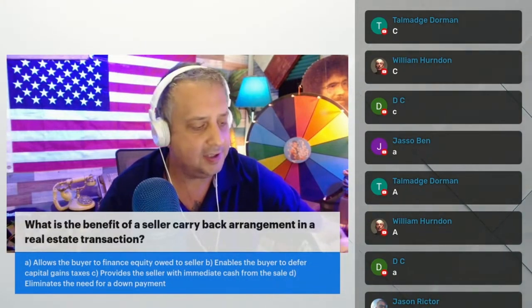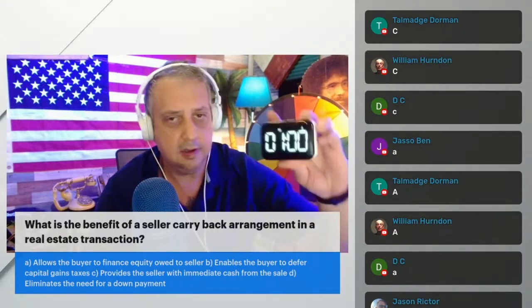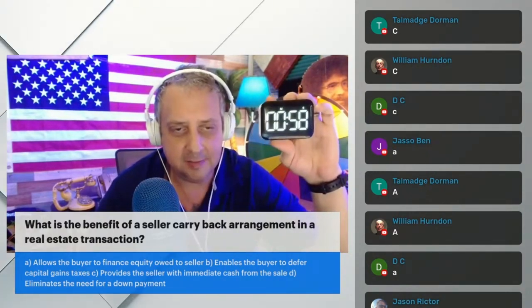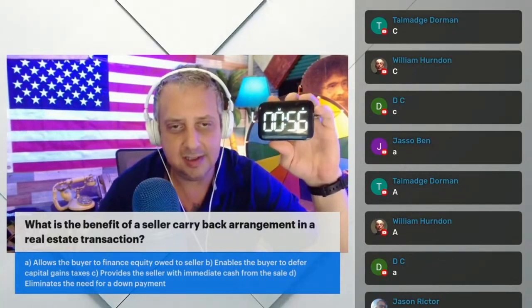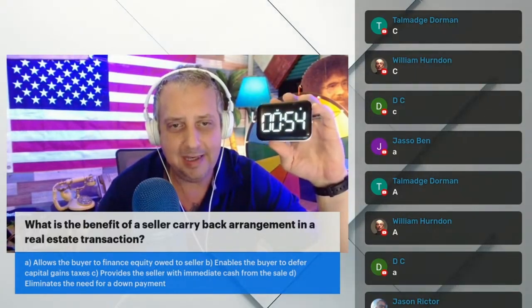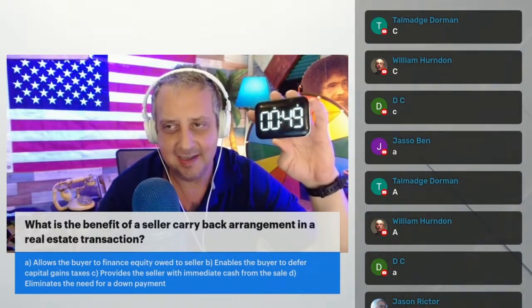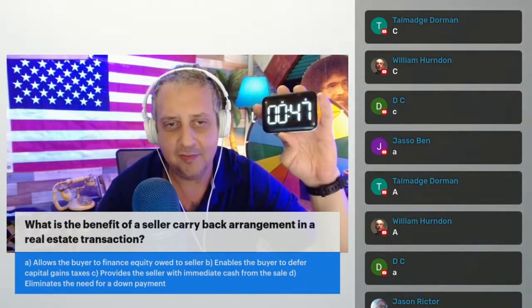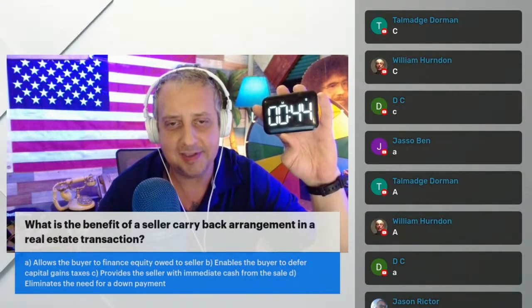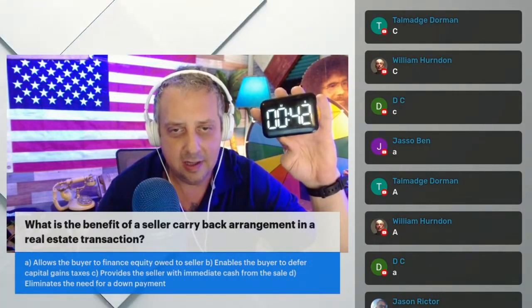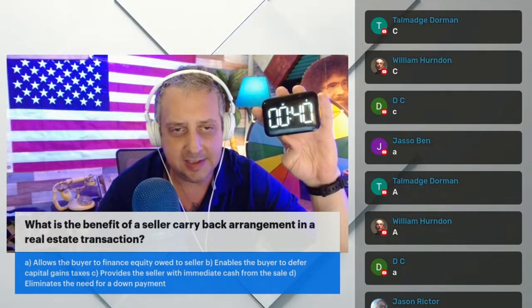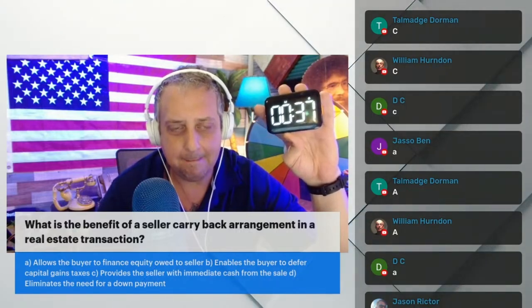What is the benefit of a seller carryback arrangement in a real estate transaction? Is it A, allows the buyer to finance equity owed to the seller? B, enables the buyer to defer capital gains taxes? Or C, provides the seller with immediate cash from the sale of the property? Or D, eliminates the need for a down payment?